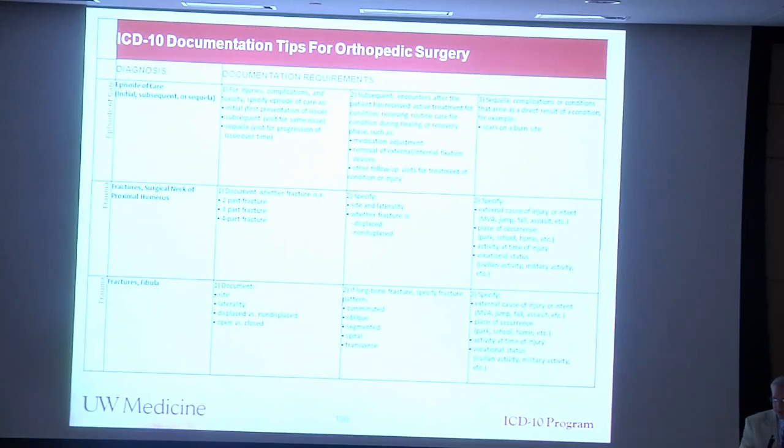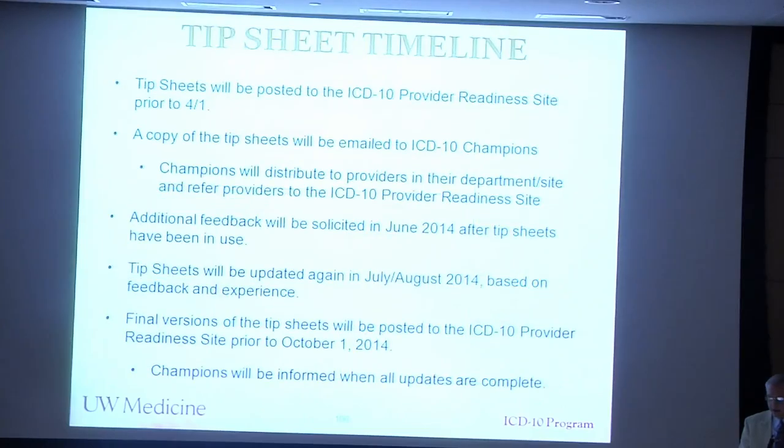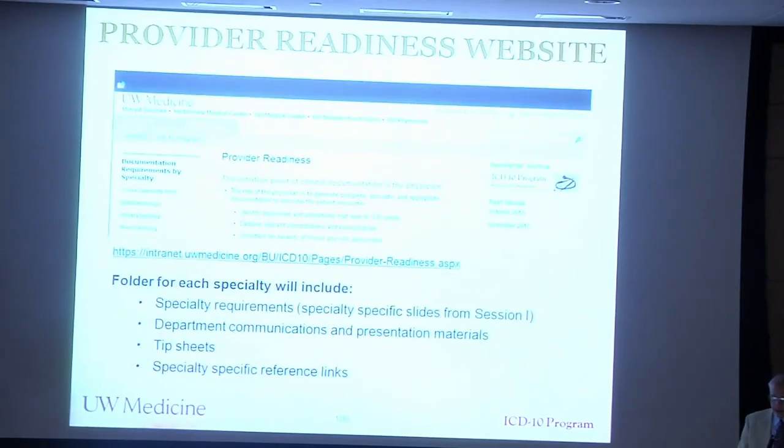If you want to document episode of care, the three columns across tell you what you need to do. If you're documenting fractures, for example, the proximal humerus in the second row tells you what to specify, fractures of the fibula. So these are out for orthopedics and for spine as an example. They are available to you now at our website. They're going to be revised before October 1st with input. Here's the intranet site, from which they can be downloaded, and they should have been available April 1st.